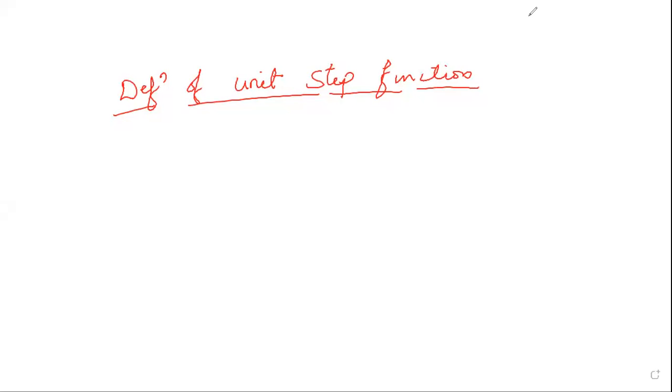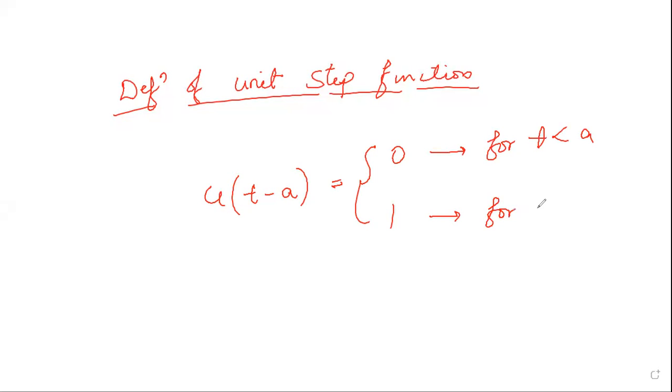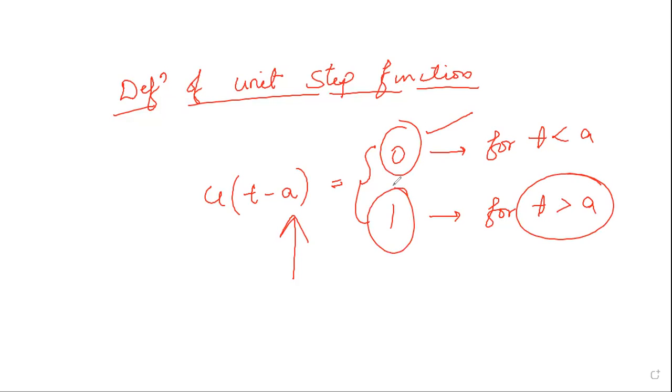Okay guys, in the last class we studied the definition of the unit step function. The unit step function is denoted by u of t minus a, and it is defined as u of t minus a equals 0 when t is less than a, and 1 when t is greater than a. That means when t is less than a, we take the value 0, and when t is greater than a, we take the value 1.